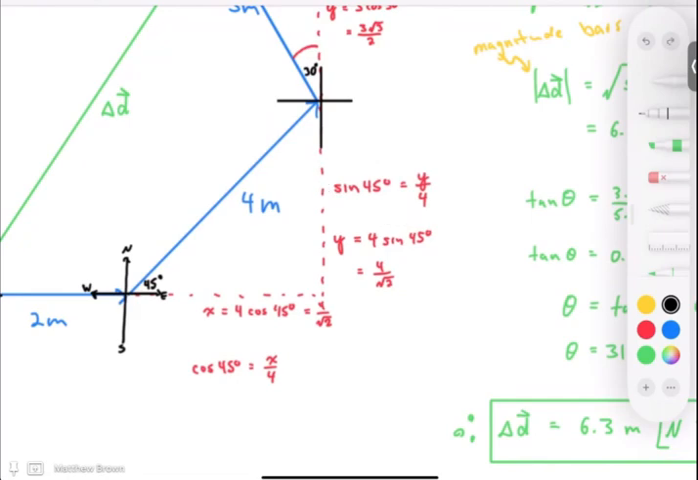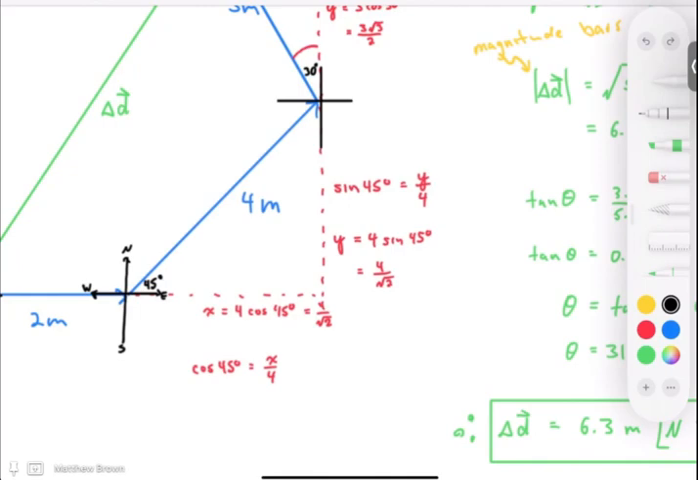The y component of this is 4 times the sine of 45 degrees. Sine of 45 degrees is 1 over root 2, or some people will say root 2 over 2, but I'm good either way. You can just use a calculator and get a decimal, but why not use an exact number if you know it? Okay.